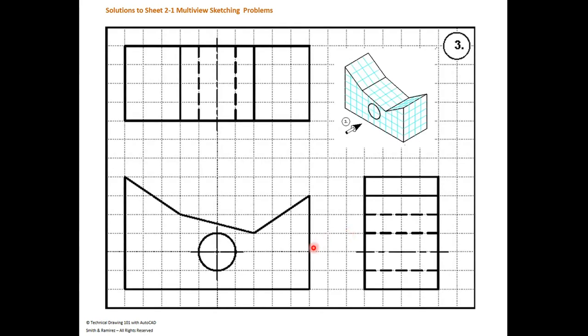This one right here is pretty straightforward. There's a lot going on in the side view. So again, I've got a circle. When I see a circle, it has a center mark on it, so it's got that little bullseye, that little crosshair right here.